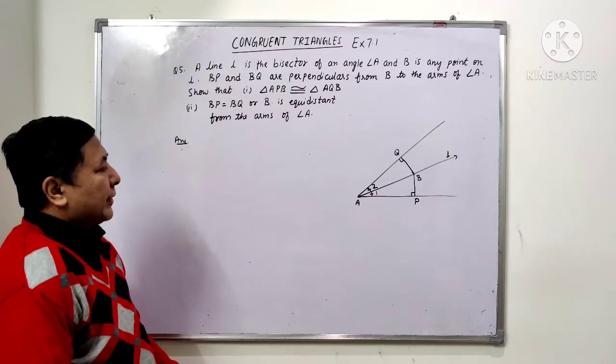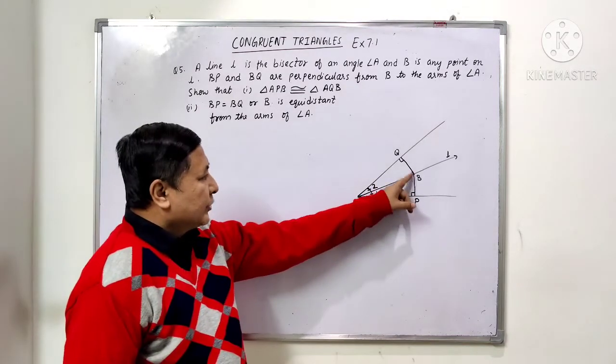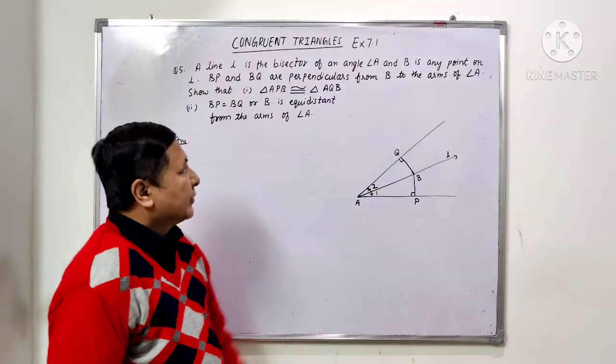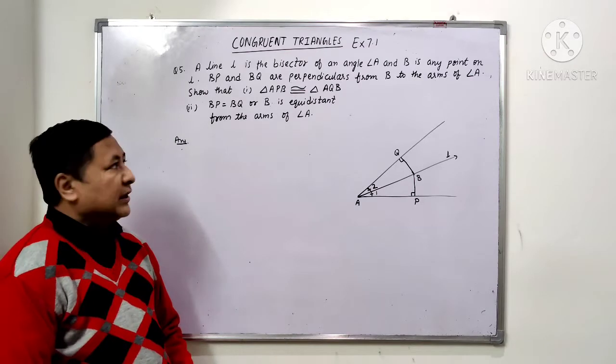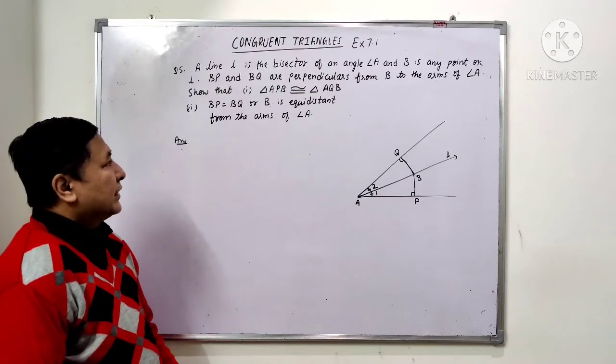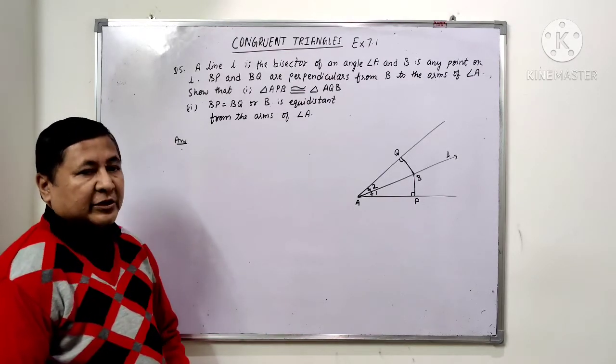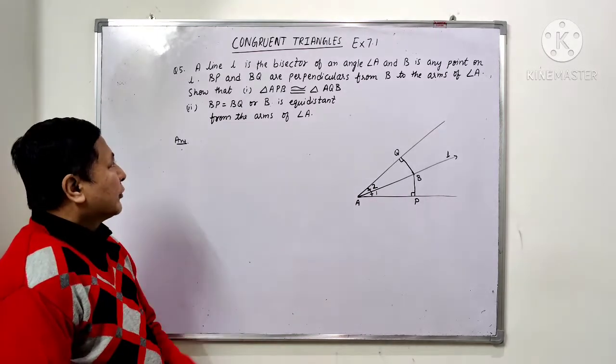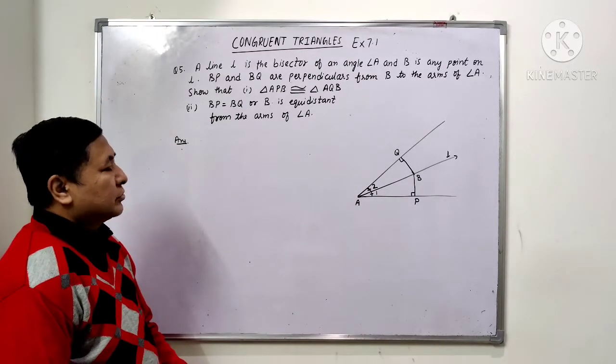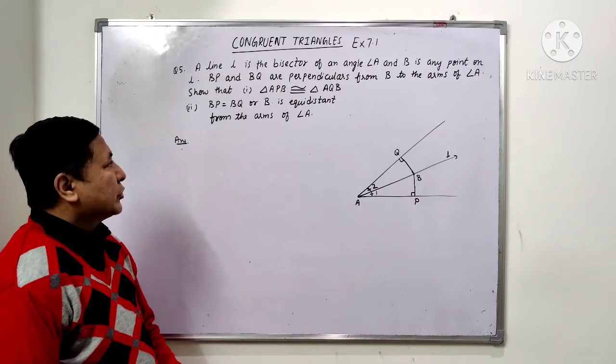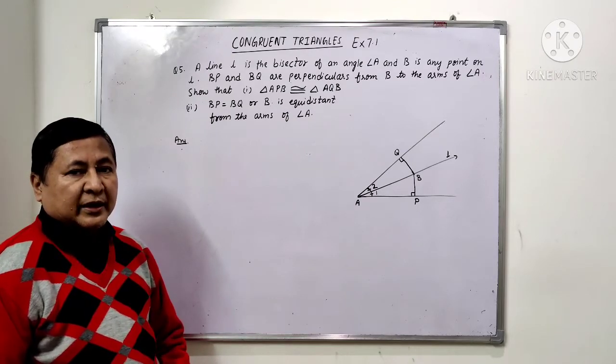BP and BQ are perpendicular, making 90 degrees, from B to the arms of angle A. Show that triangle ABP is congruent to triangle AQB, and also we have to prove that BP is equal to BQ. That means B is equidistant from the arms of angle A.